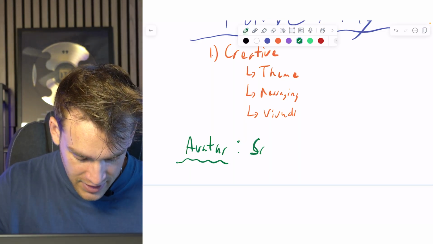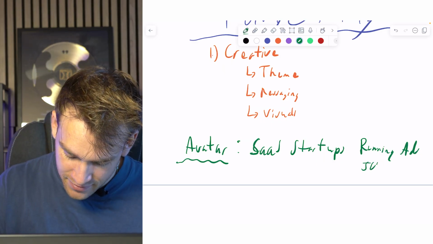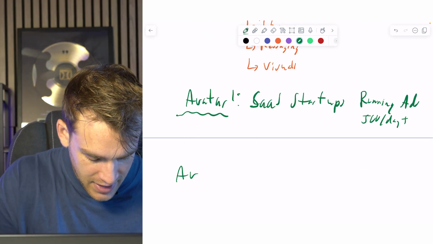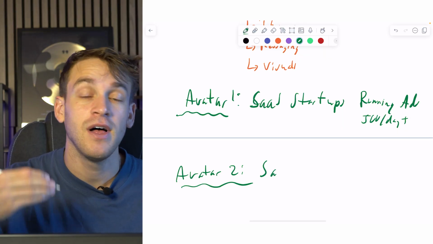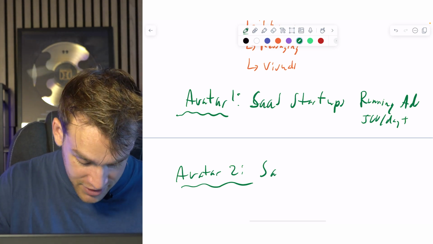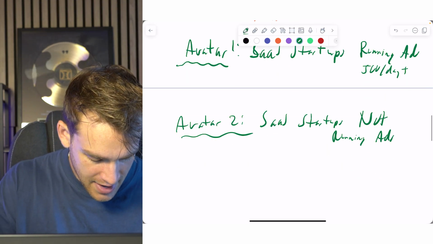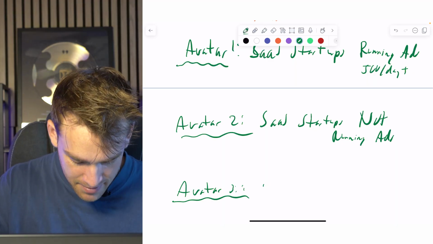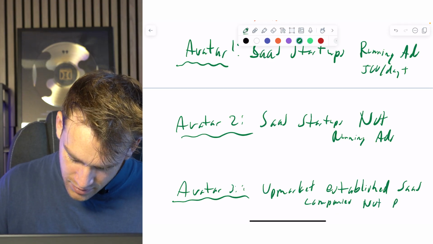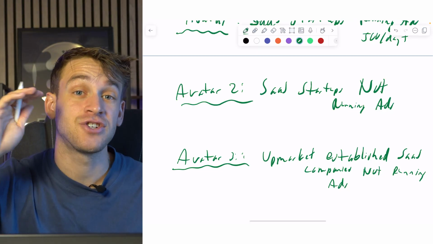So this could be like SaaS startups who are running ads. And you can get even more granular, right? Running ads at 500 per day plus. So that could be avatar 1, then avatar 2. And say for the sake of this example, I'm an ad agency. I sell advertising services to SaaS companies, right? So avatar 2 can be SaaS startups not running ads. Avatar 3 maybe could be more like upmarket, established SaaS companies that are not running ads. Right? So you need to write out all these avatars that you actually want to target.